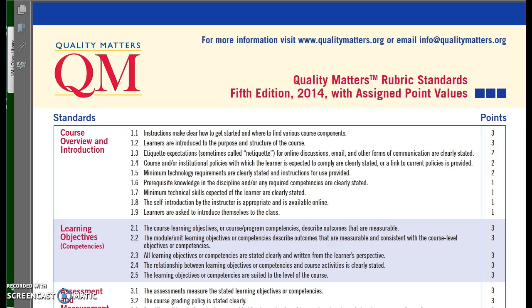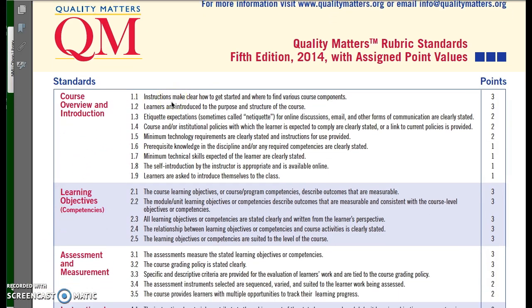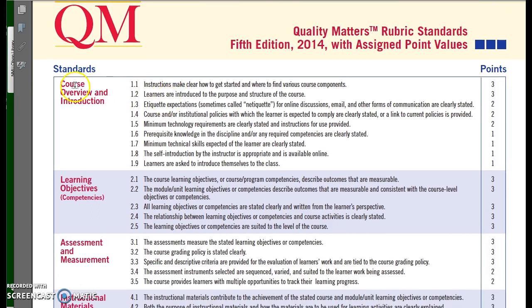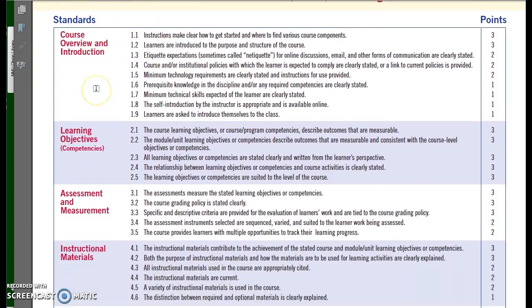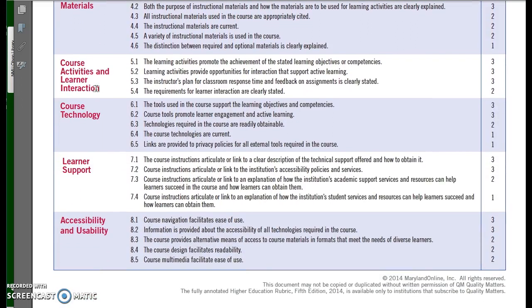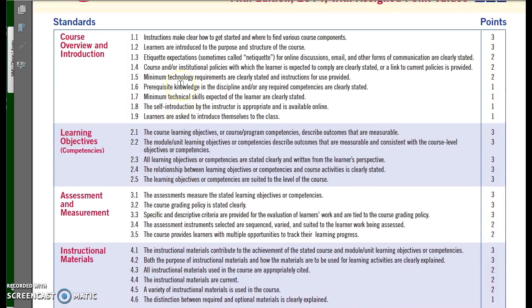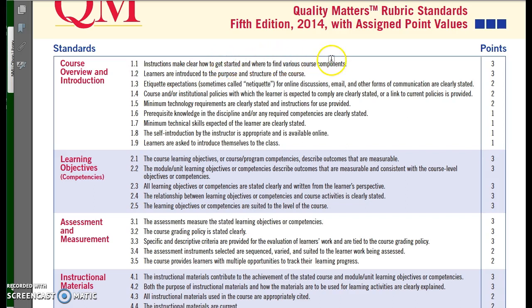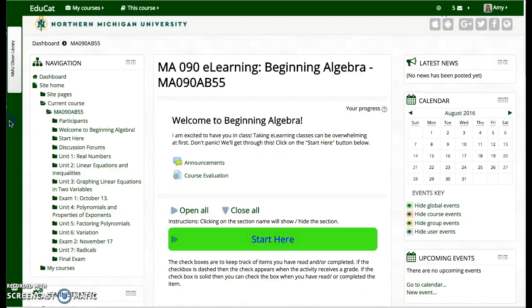This course was developed with the Quality Matters rubric standards, and I have that up on the screen. You can see this is sort of best practices for online education. It's broken down into standards there on the left and then individual statements about what an online course should have. So for example, here, instructions make clear how to get started and where to find various course components. So let's just go and look at the course.